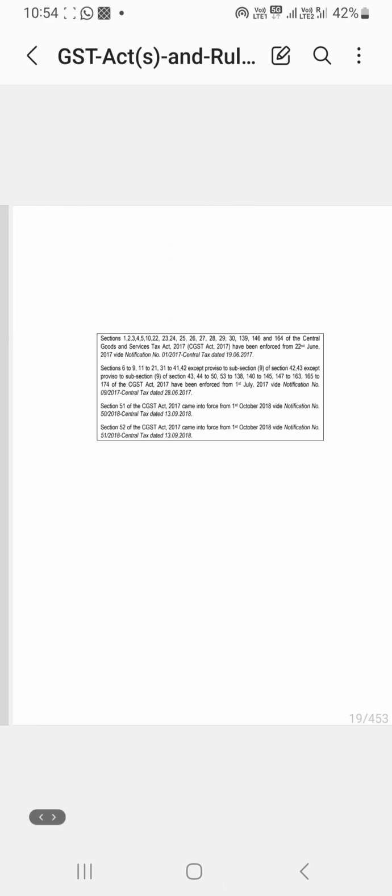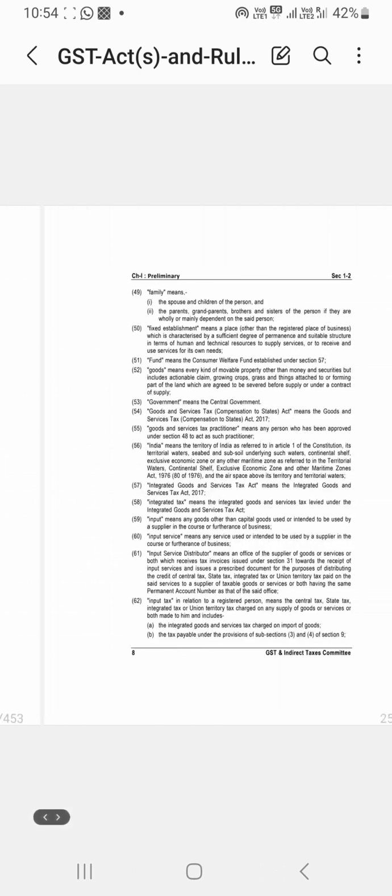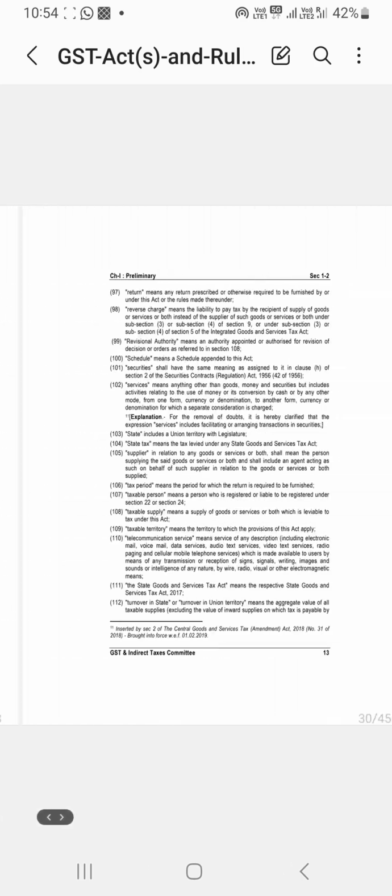Hi everyone, in this video we are going to learn about the CGST, Goods and Services Tax, the concept of supply, that is Section 7. So let's start.